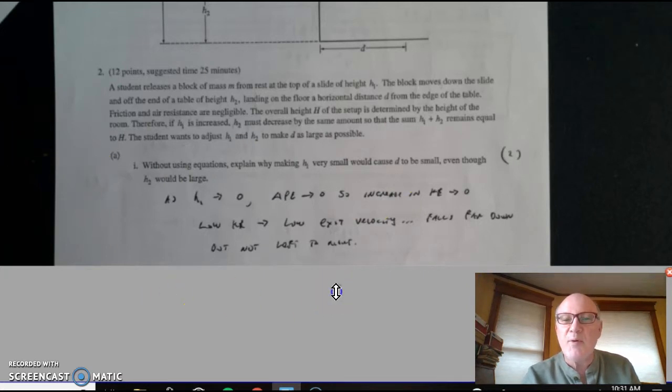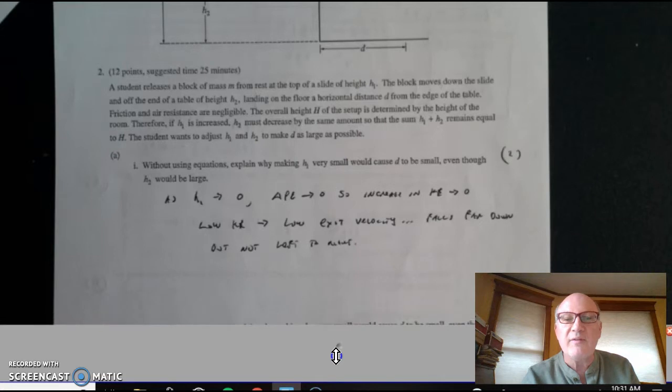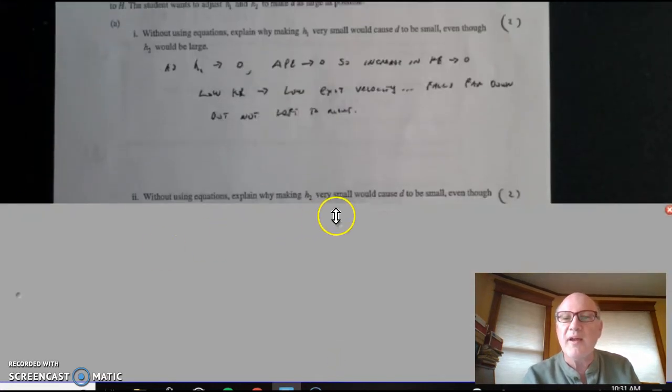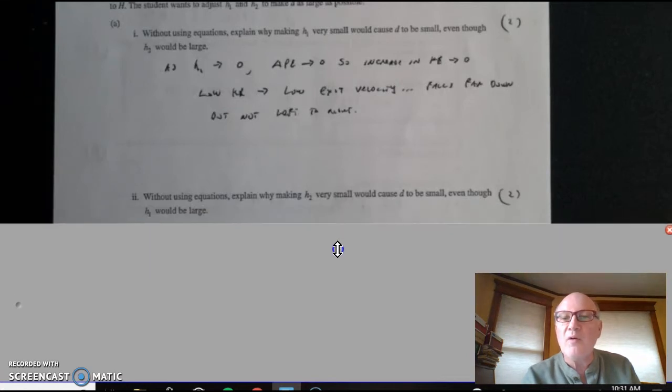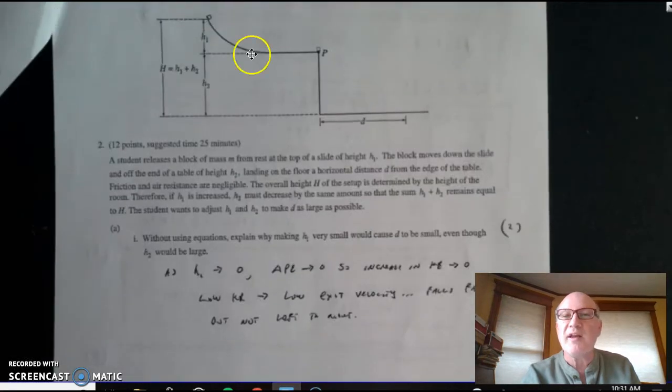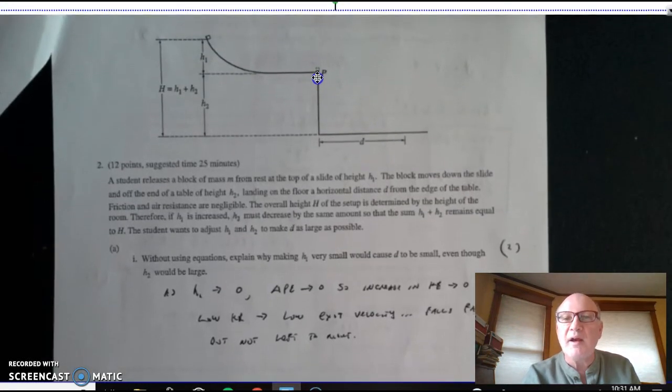The second part of that is the converse. Let me just slide down there and take a look, okay? So the same kind of thing. Why would making H2 very small cause D to be small, even though H1 would be large? Okay, so now, in that case, the thinking is this. Let's go back to the picture for a second.